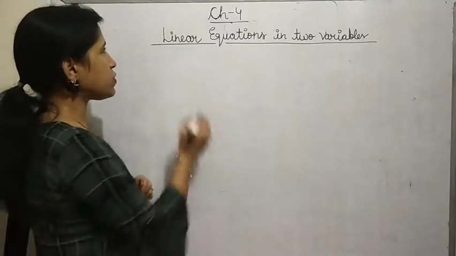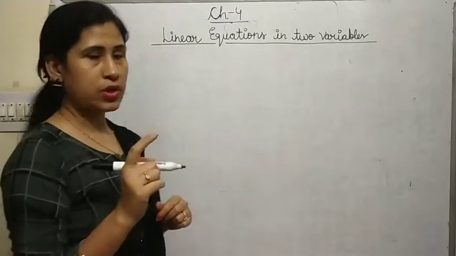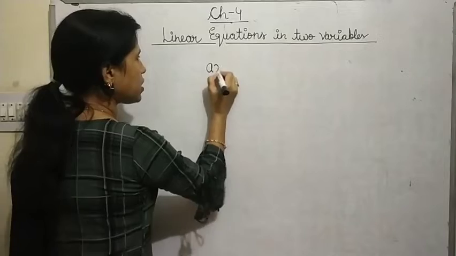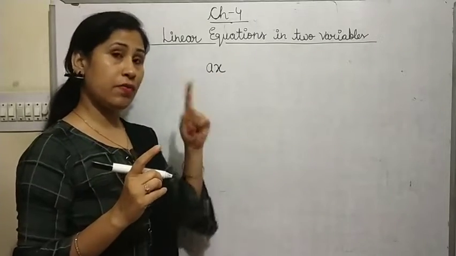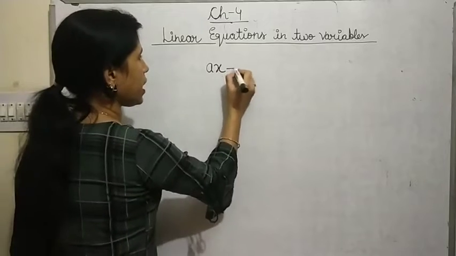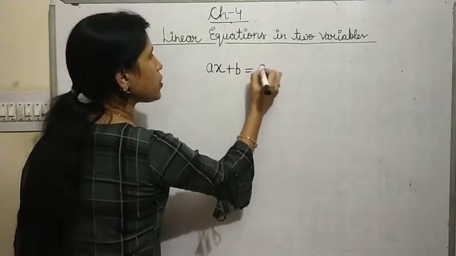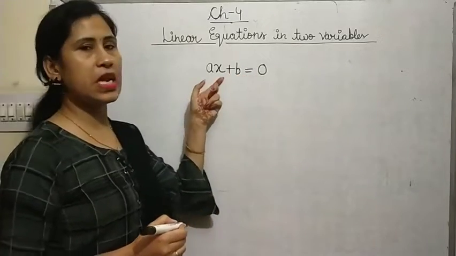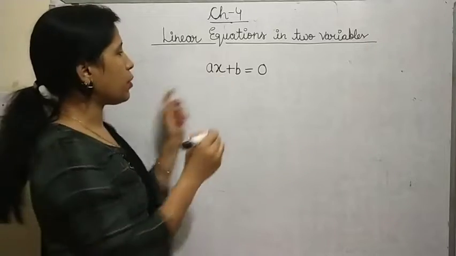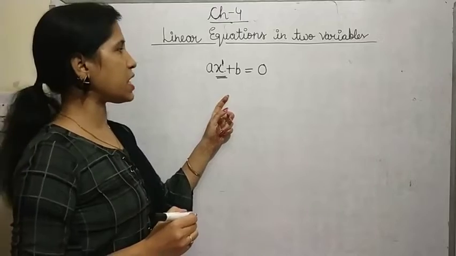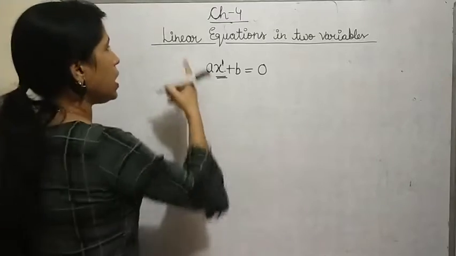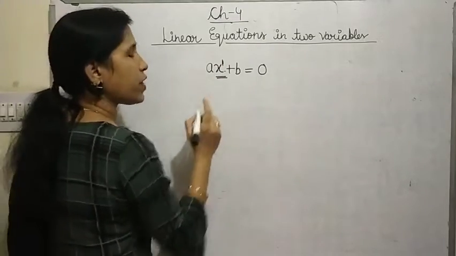So linear equation, linear means one, whatever we are having, our variable should be 1 and the power should also be 1, meaning ax plus b is equal to 0. So this we can say is a linear equation in one variable, because the power is 1 and the variable is also 1. Linear equation in two variables means the variables should be 2.